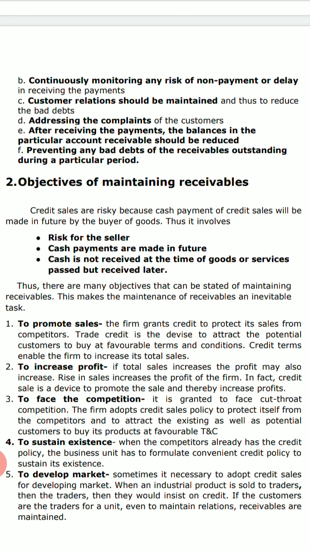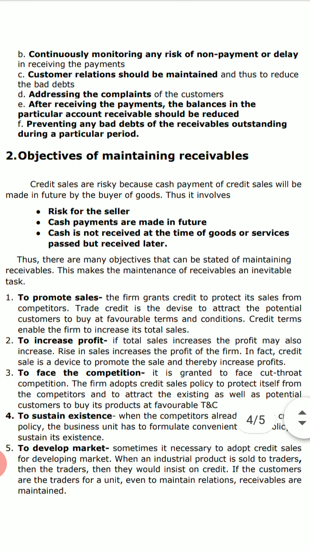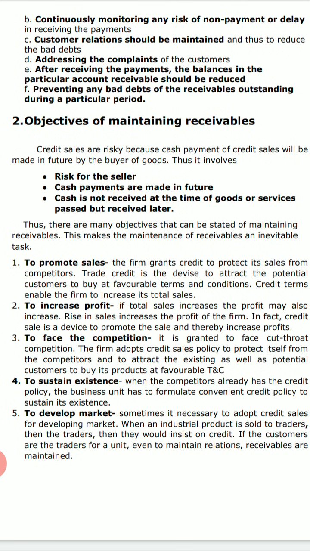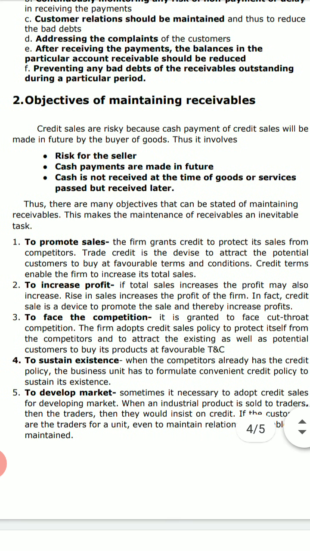Next, after receiving the payment, the balance in the particular account receivable should be reduced. That means you should make the changes in the books of accounts, so that we can come to know that the actual payment received is this much and the due payment is this much. So preventing any bad debts of the receivables outstanding during a particular period of time, we can prevent any kind of bad debts that may be there, or that may have risen, or there are chances of that being there in the transaction, that can be reduced. And it is a check through which the outstanding amount can be received in a particular period of time.